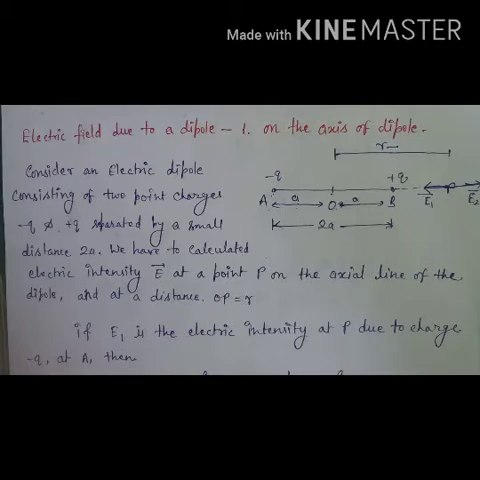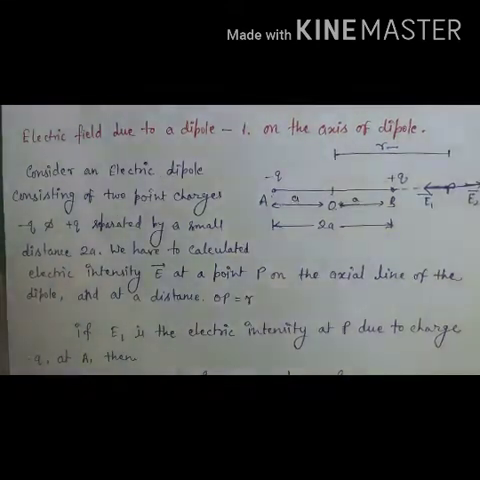When a dipole makes an electric field, there may be different positions. We have two types of positions. The first is the axial position and the other is the equatorial position. First we discuss the axial position.